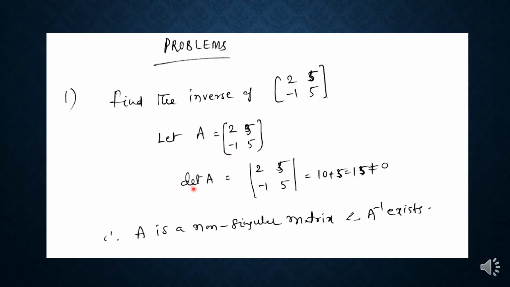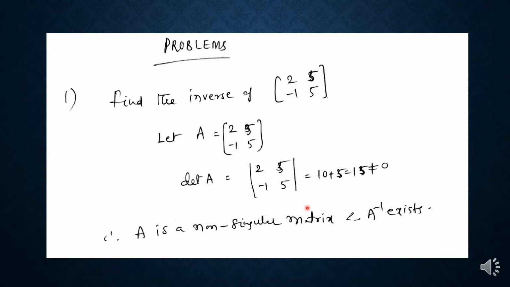So inverse is equal to adjoint A by det A. So we should find det A at first. Det A is equal to 2 5 minus 1 5, that is 2 into 5, AD minus BC, that is 2 into 5, 10, minus of minus, plus 5. So 10 plus 5, 15, which is not equal to 0. So the given matrix is a non-singular matrix, so its inverse exists.